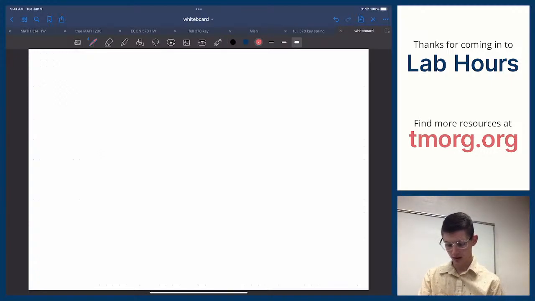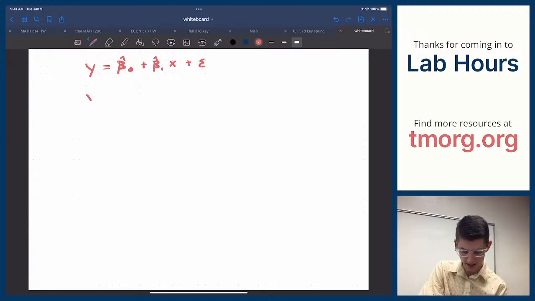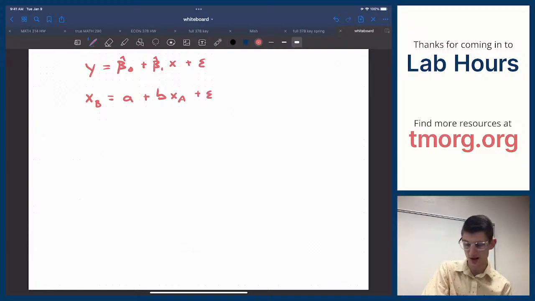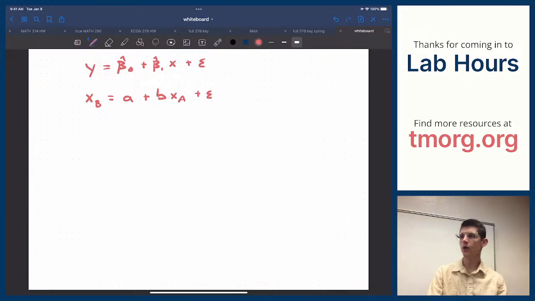In my heart of hearts, in my beautiful, wonderful, pondering soul, some people, instead of writing y is equal to beta hat not plus beta hat 1 x plus some error term, some beautiful, wonderful, incredible people in this big old world of worlds might write x b is equal to a plus b times x a plus some error term. This second one you'll never see again. So it boggles my mind and heart why some people who will not be named choose to notate this like this, right? No idea.